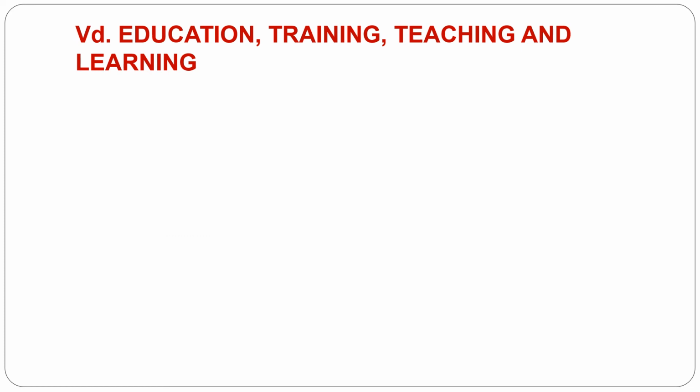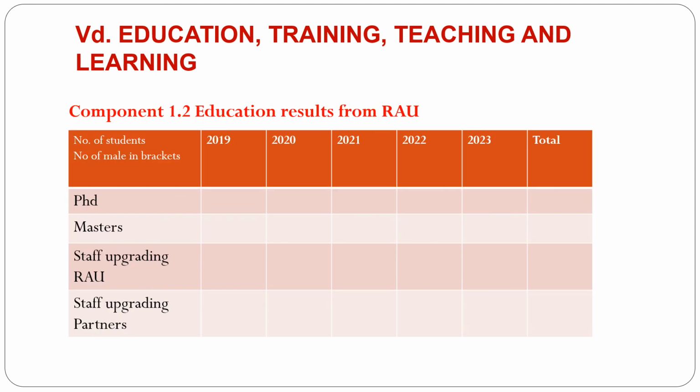Again, I would recommend that you end the section with an overview of your expected results. Here an example. Component 1-2 education results from the regional anchor university, and the different kinds of educations, PhDs, masters, staff upgrading internally and staff upgrading of partners could be some of the ways that you would break it down, and then take the years of the project and a total in the end.